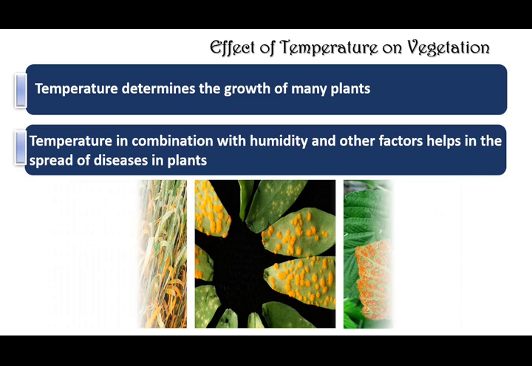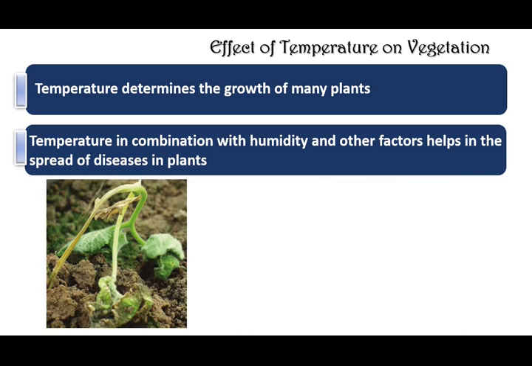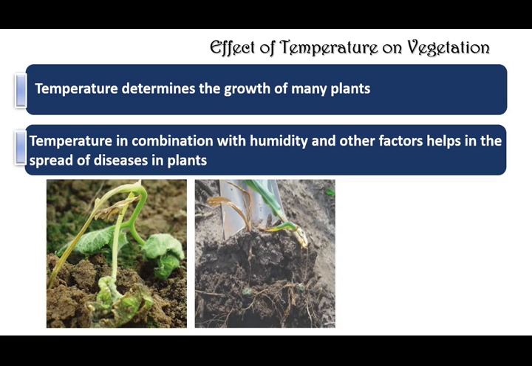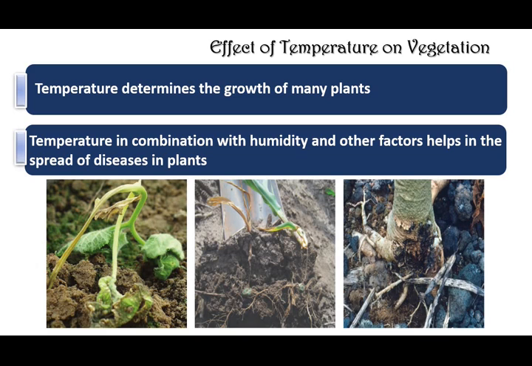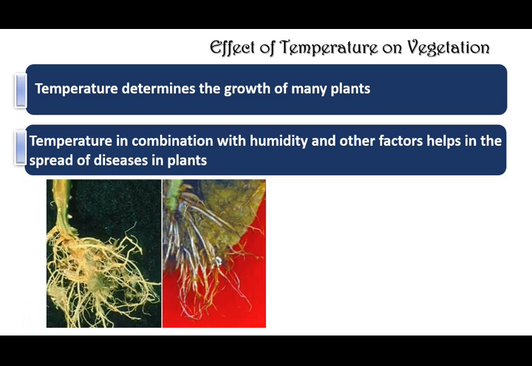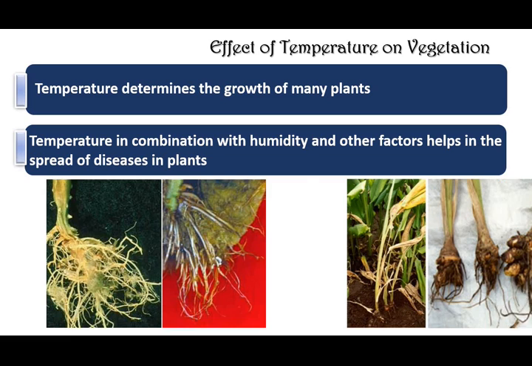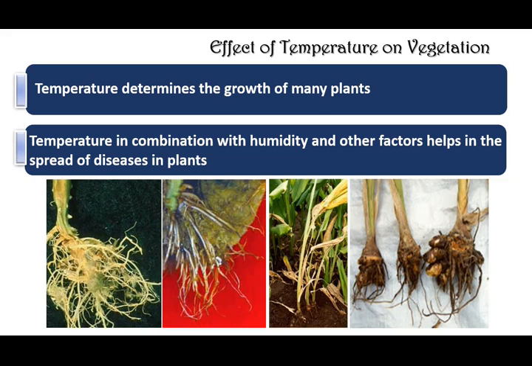Now here you can see this is an image showing you the damping off disease in cucumber. This is the seedling rot in corn plants, and this is the foot rot disease in papaya. Now here these are the images of the root rot disease of cucumber plant and the root rot disease of the ginger plant.